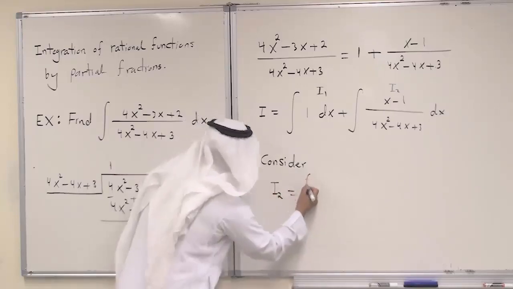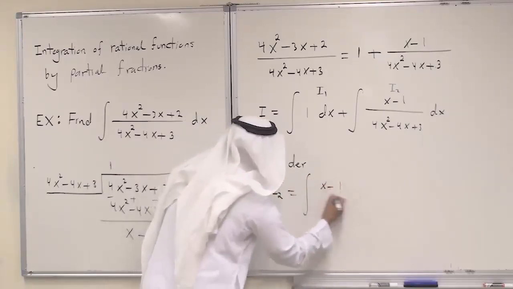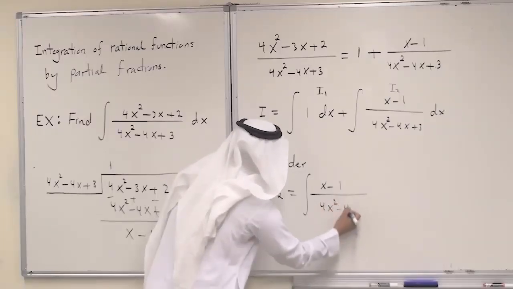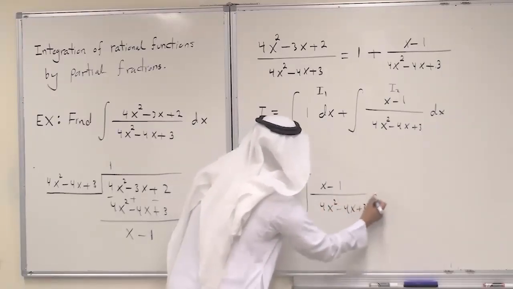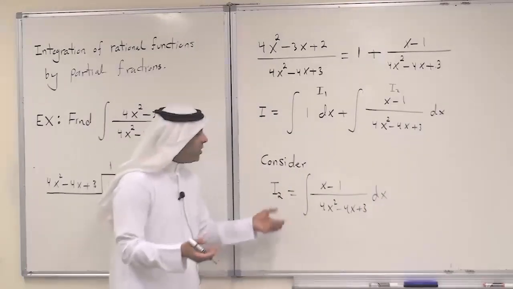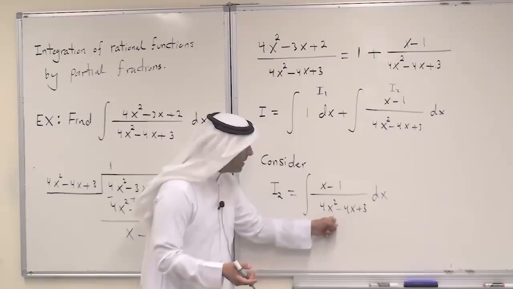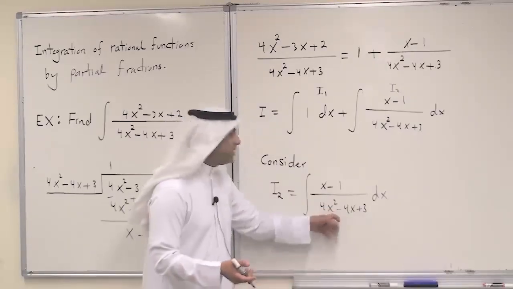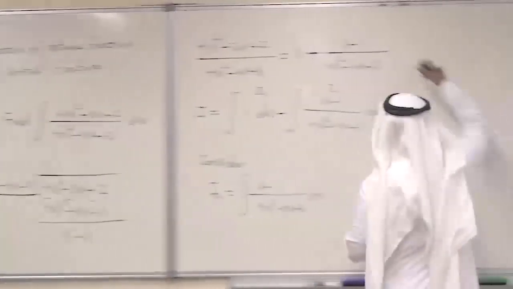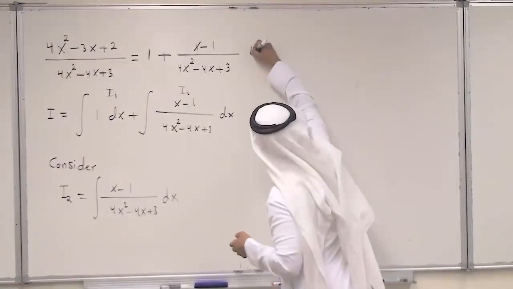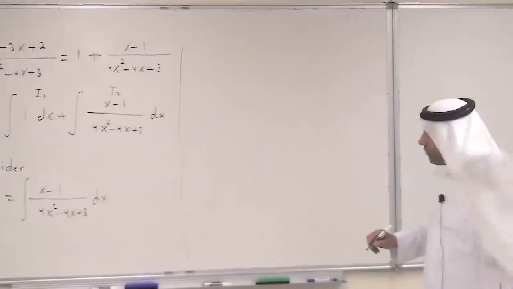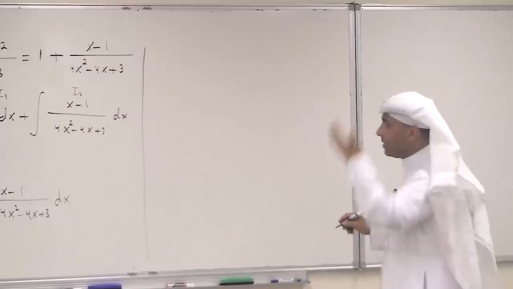I2 is equal to the integral of (x minus 1) over (4x squared minus 4x plus 3) dx. Now, maybe someone would ask, how do you classify this as quadratic, non-repeated, and irreducible? Maybe this is factorable. We'll answer this by evaluating the discriminant. So, we need to find the discriminant. What is the discriminant of this?